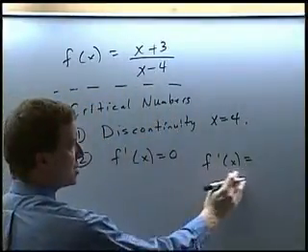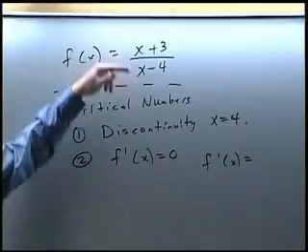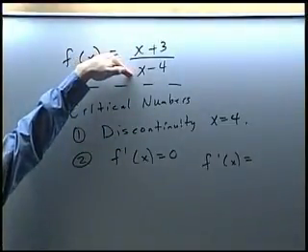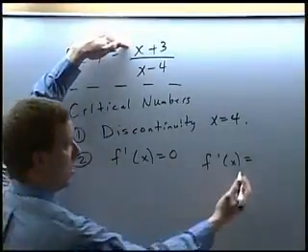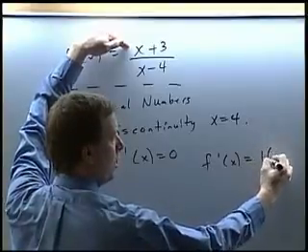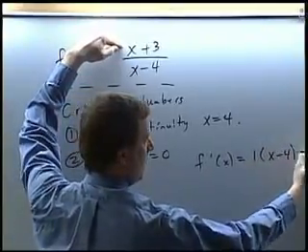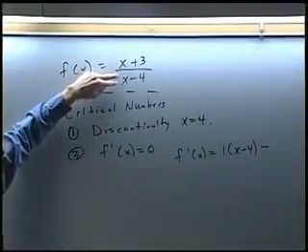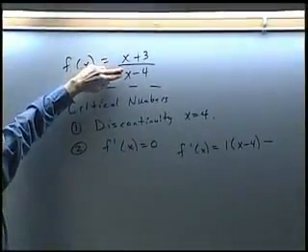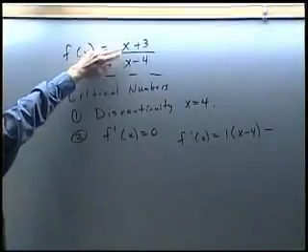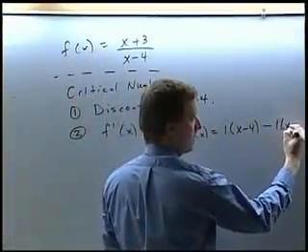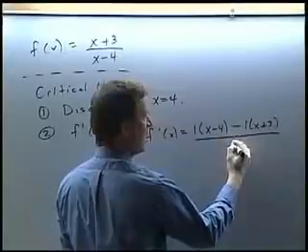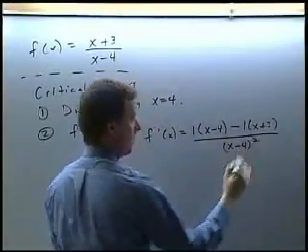All right, the quotient rule says I need to take the derivative of the top times the bottom. So what's the derivative of the top? Yeah, 1 times the bottom. Okay, minus, and then I switch that order around. Then I take the derivative of the bottom times the top. Well, the derivative of the bottom is 1 times the top. And then I divide by the bottom piece squared.